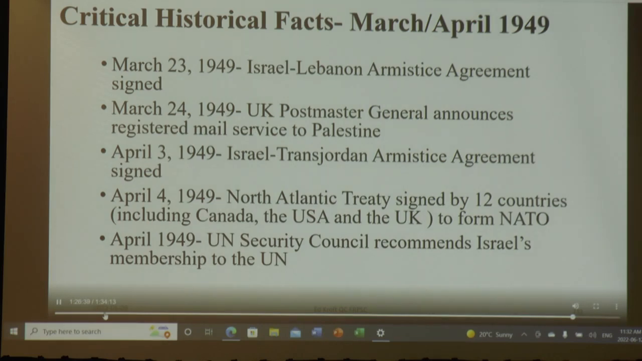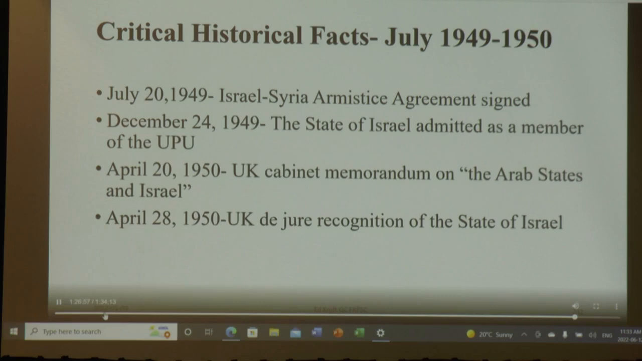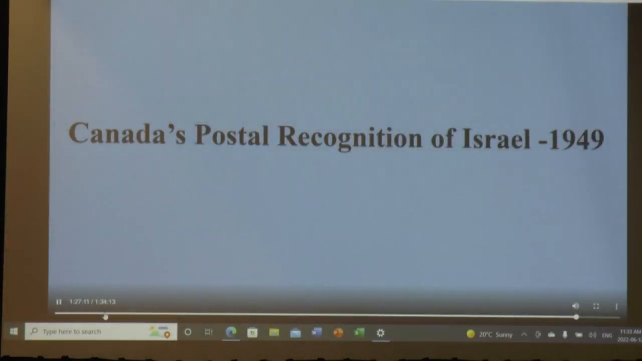NATO, isn't this interesting that all the countries come together because this was part of the deal and everybody signed up for NATO after all of these different events had occurred. And in April of 49, the UN Security Council recommends Israel to the UN. Syria's armistice occurs. Israel's admitted into the UPU. And then the UK in 1950 recognizes on a legal basis the State of Israel.